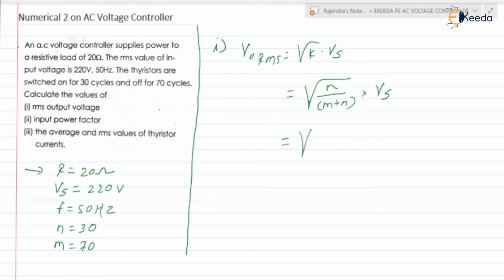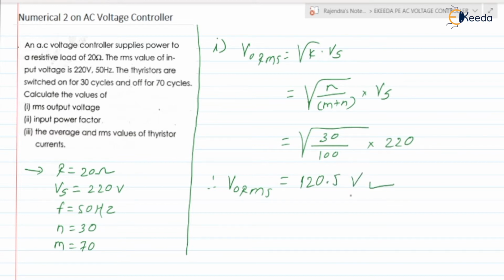So if you check, it is under root N, N is 30, upon M plus N, that is 30 plus 70, that is 100, into Vs. What is Vs? It is 220. Therefore V0 RMS is equal to under root 30 upon 100 into 220. So it is 120.5 volt. This is the V0 RMS we are having.